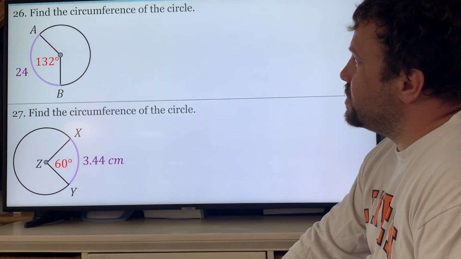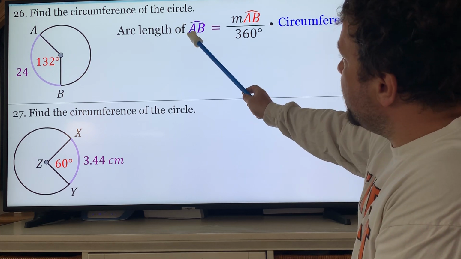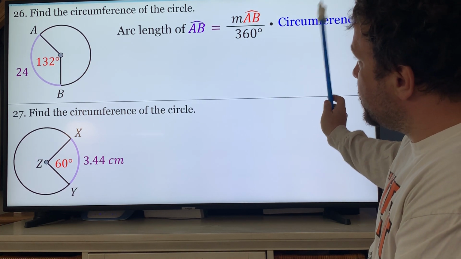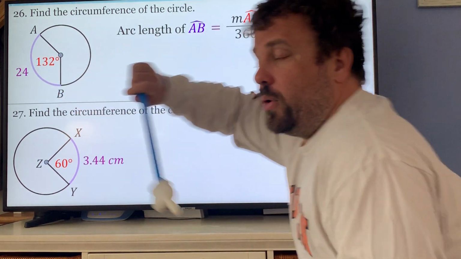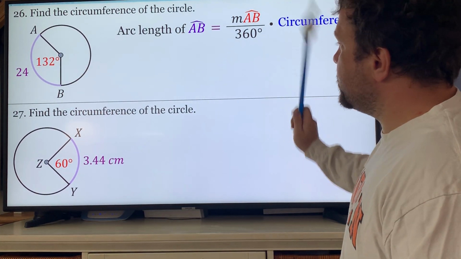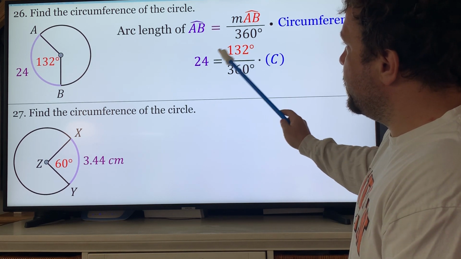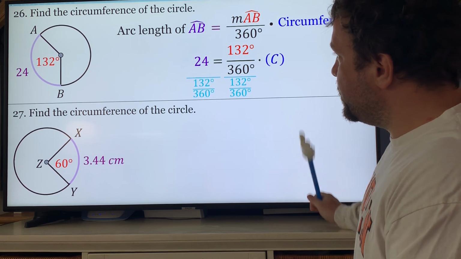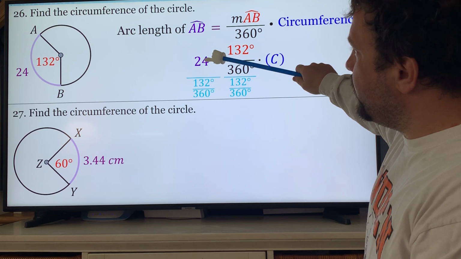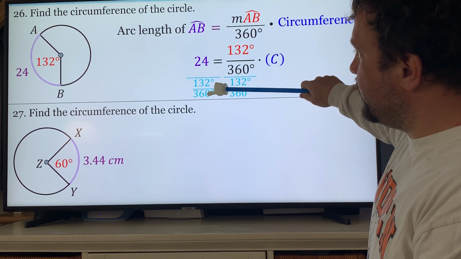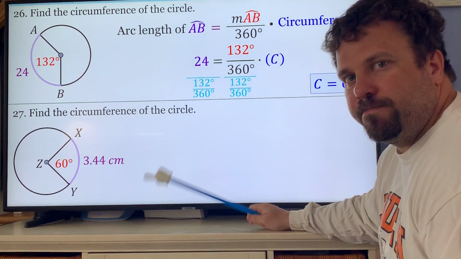Find the circumference of the circle. So we have the equation. We're going to write the equation out. Arc length equals the measure over 360 times the circumference, right? What's the arc length here? 24. So 24 equals the measure, which is 132 over 360 times circumference. 24 divided by whatever 132 over 360 is. If you actually get a number here, that's good. Or you can do 24 divided by 132 over 360. Just make sure you put that in parentheses. And you get an answer, 65.6.